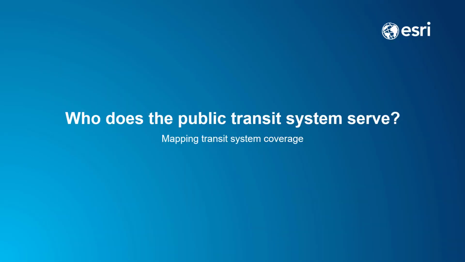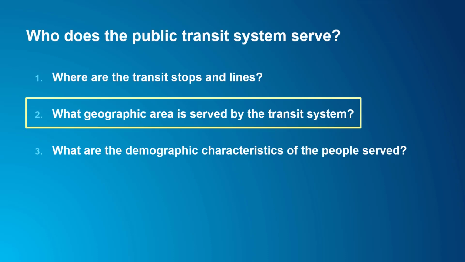Let's continue to answer the question, who does the public transit system serve? Recall that we broke up this bigger question into 3 sub-questions. Where are the transit stops and lines? What geographic area is served by the transit system? And what are the demographic characteristics of the people served?